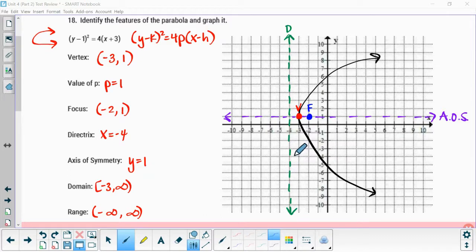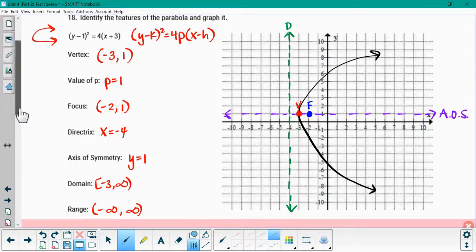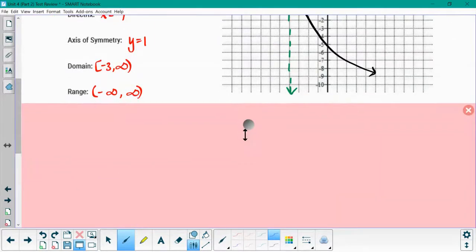The axis of symmetry, if it's a left-right parabola, is the horizontal line splitting your parabola in half, so it has mirror reflection. So the formula for the axis of symmetry for this problem is y equals 1. Domain starts at -3, goes all the way out to infinity. Range could be any possible y value that you have.